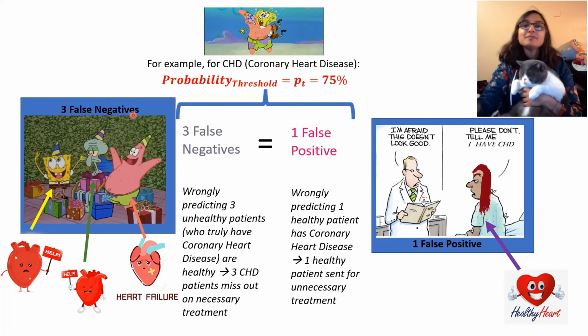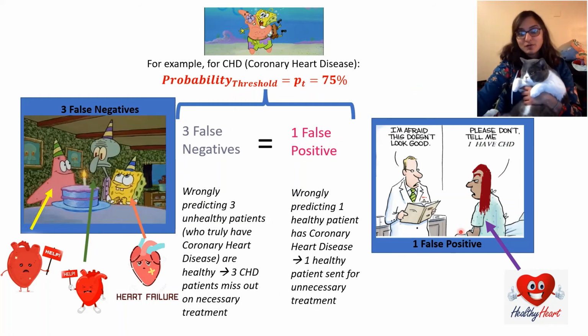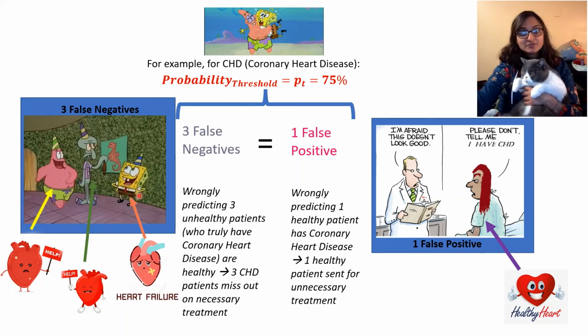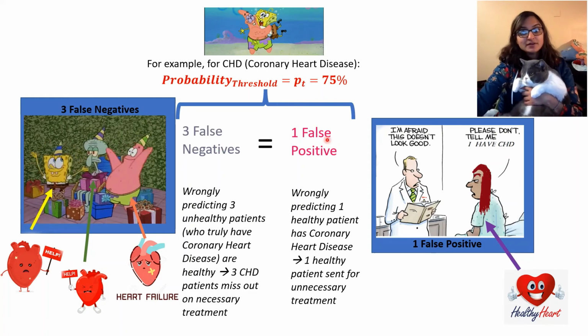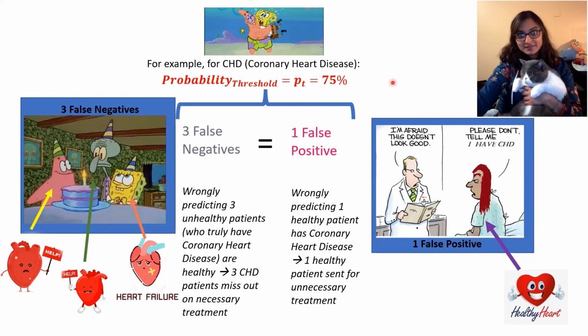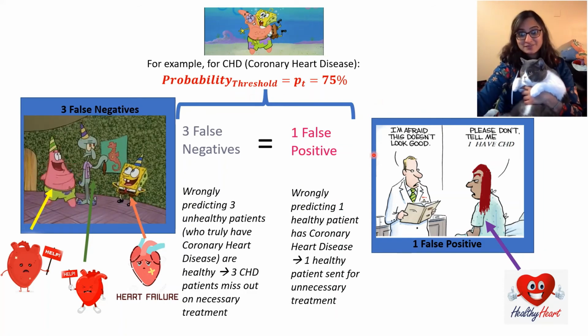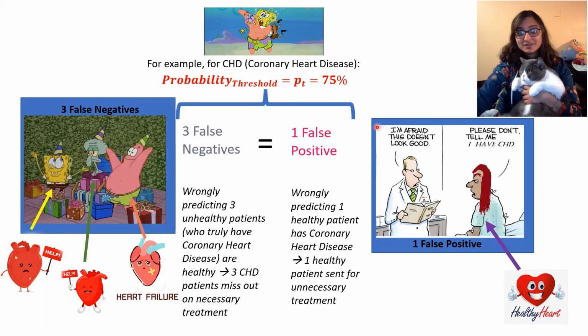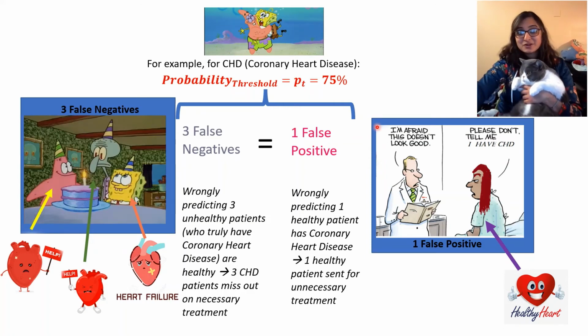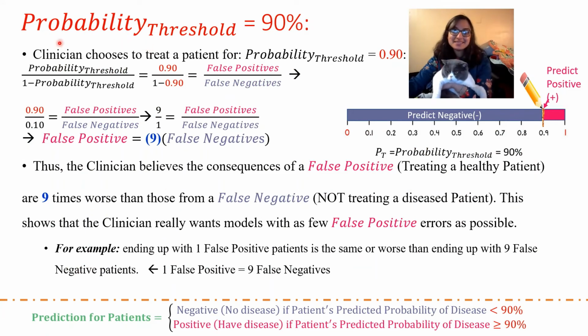Who knows, but there could be many reasons for this threshold probability, but all that's saying is 3 false negatives are the same, or maybe even not as bad as 1 false positive, because we've made it so strict to predict positive, because we want to have as few false positives as possible, because false positive mistakes are worse than false negatives. So now if we keep raising the probability threshold, and so now it's 90%, that is very strict.